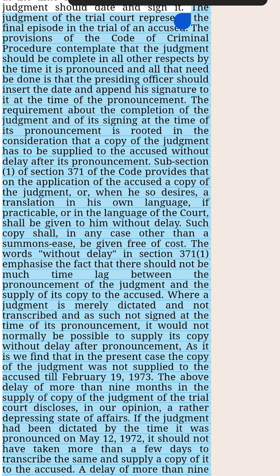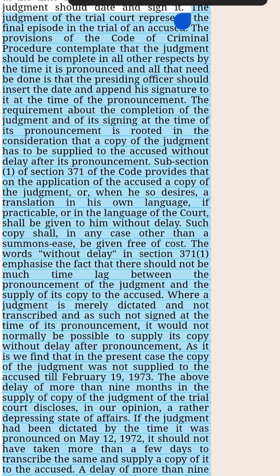8. What happens if the judgment is not ready? If the judge only says the judgment but doesn't write it down completely and sign it, it can take longer to get a copy to the accused. For example, if the judge announced the judgment on May 12, 1972, but it took until February 19, 1973 for the accused to get a copy. That's a huge problem.